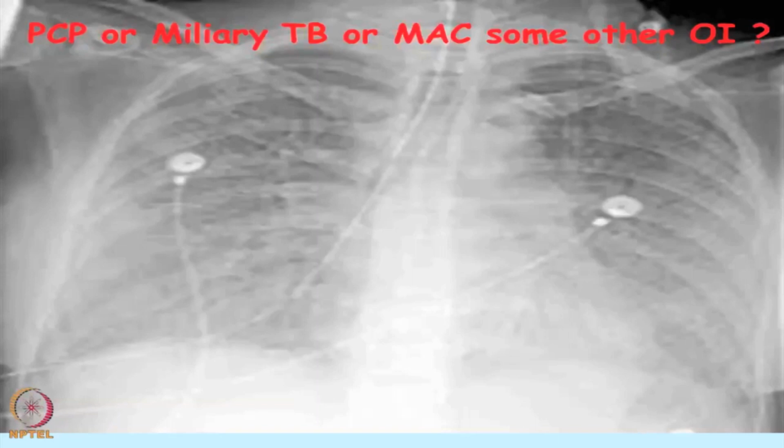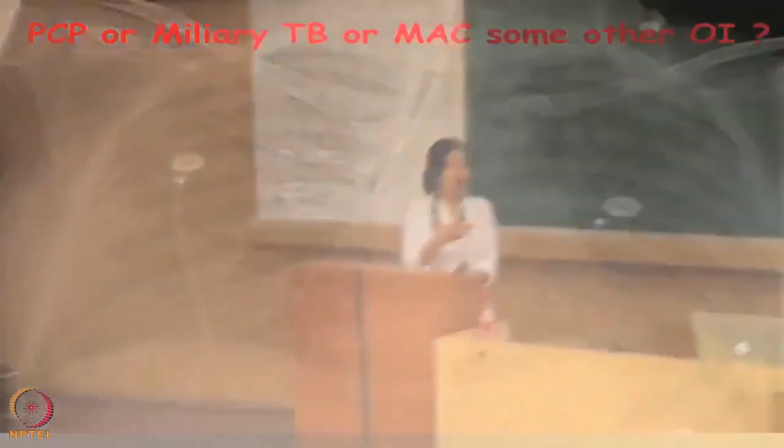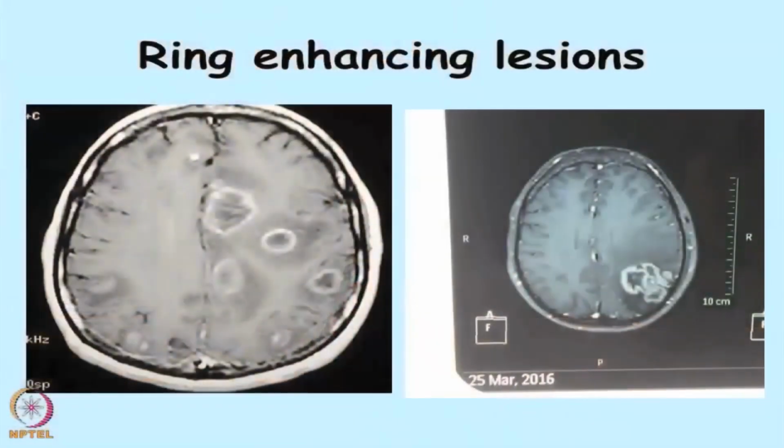So unless we have a good diagnosis when we send the sputum sample, we don't know how to treat the patient. This is again a patient with HIV who has come with this CT scan. Everybody knows what a CT scan is? A brain imaging. Now these kinds of lesions are described as ring enhancing lesions. Ring enhancing lesions could be anything.